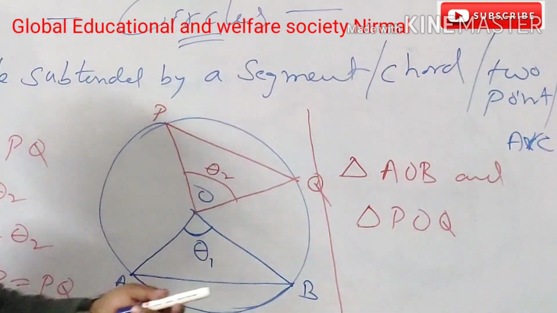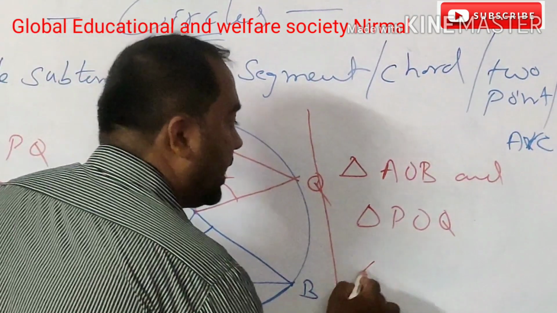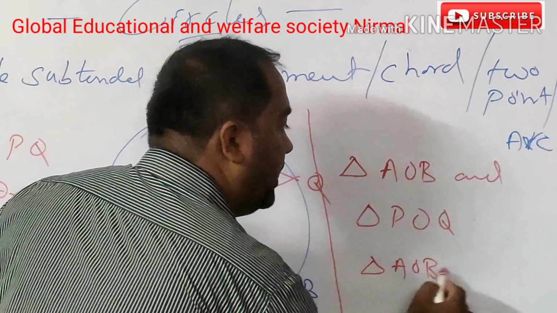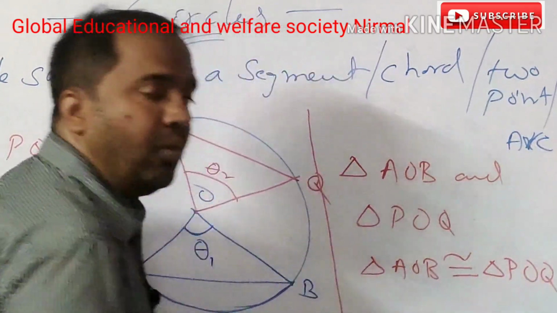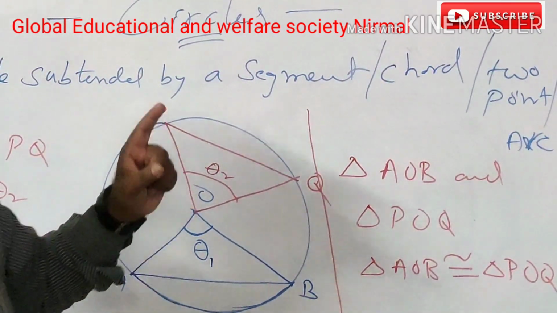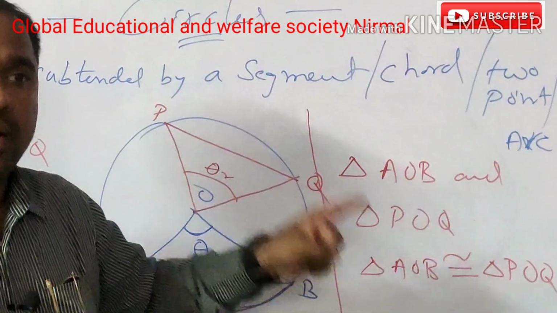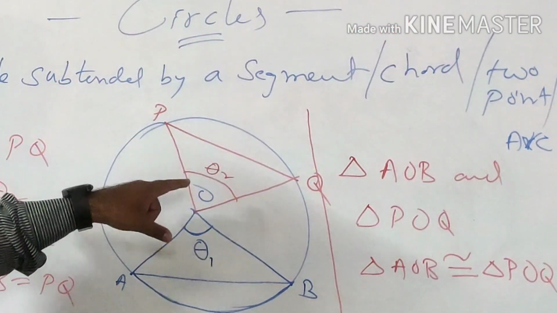Do we have any relation between these two triangles? Yes, we have. These two triangles are congruent to each other. Triangle AOB is congruent to triangle POQ. What do you mean by congruent triangles? Congruent triangles means all angles and sides are equal in both the triangles.